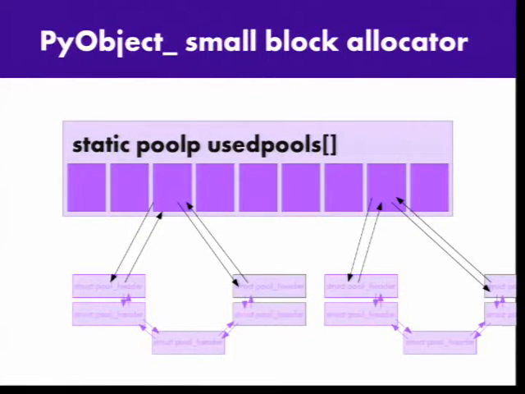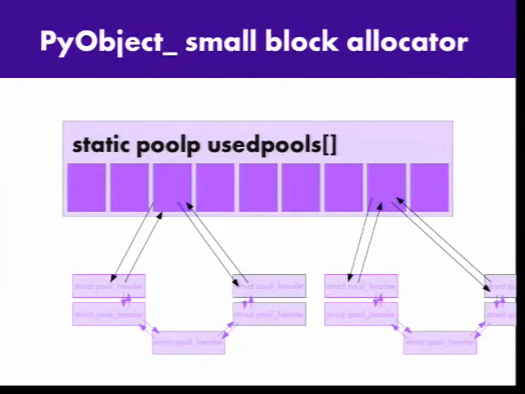Now, this small block allocator is why Python processes seem to always grow and never ever shrink. The problem is, if you have one block allocated inside of one pool, inside of one arena, then you can't free that arena. And so what tends to happen is you allocate a whole bunch of stuff, you use a whole bunch of arenas, and then you free some of them, but not all of them, and so all of the arenas have to live. And so Python processes grow and get to a certain size and kind of stay there.